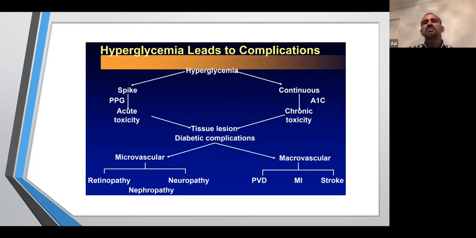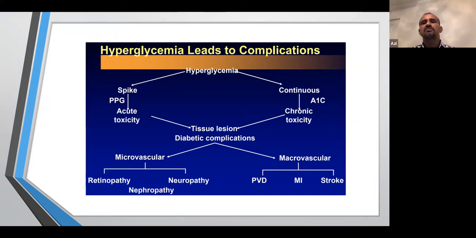So hyperglycemia leads to postprandial spikes, which cause acute toxicity and ketosis or diabetic ketoacidosis.